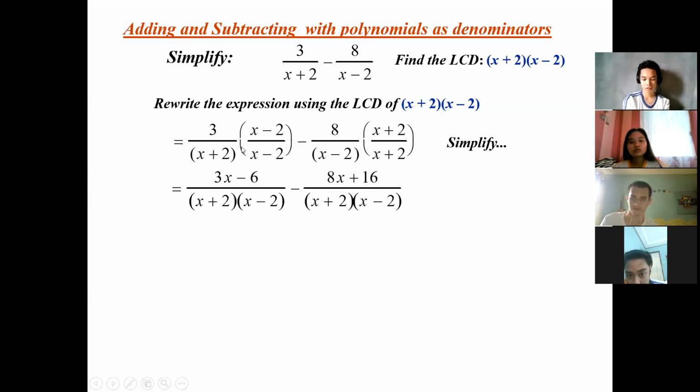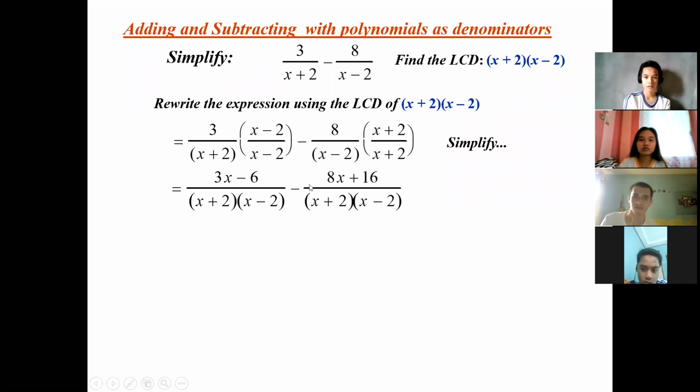So we have the denominator, which is now common, but the numerator is being simplified by the product of 3 and x minus 2 and 8 by x plus 2. So 3 times x is 3x, 3 times negative 2 is negative 6, 8 times x is 8x, 8 times 2 is 16. Do not forget your operation is subtraction.